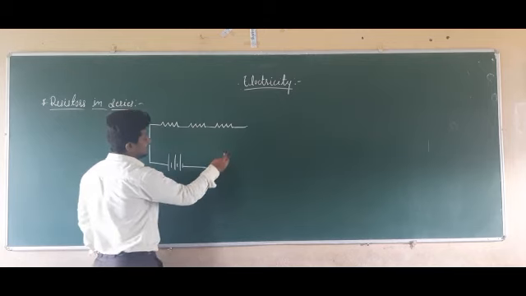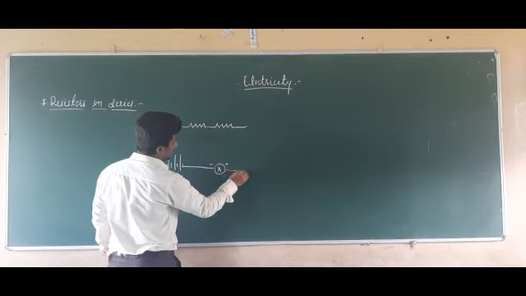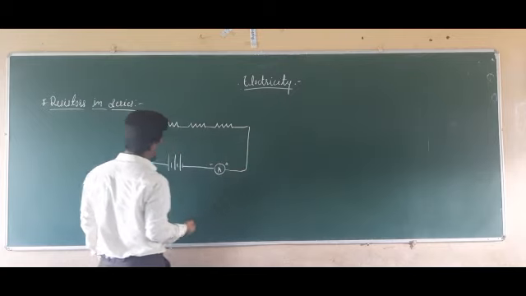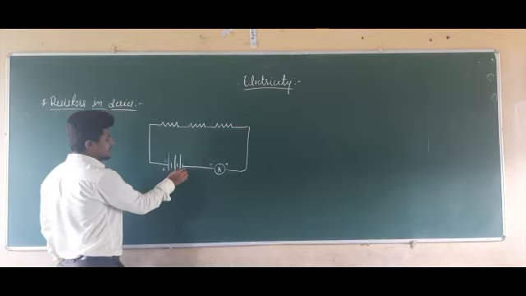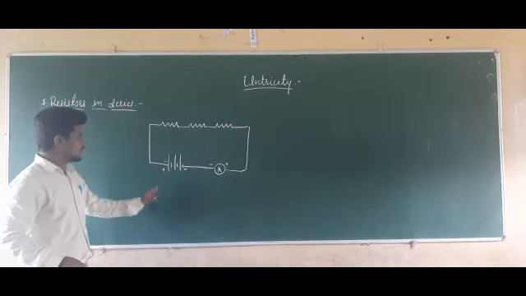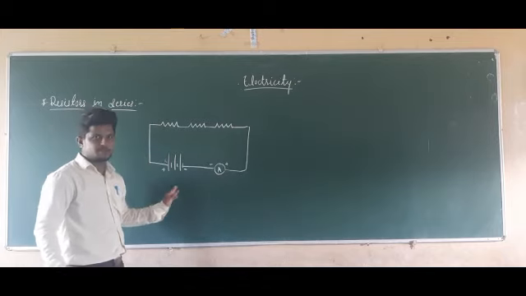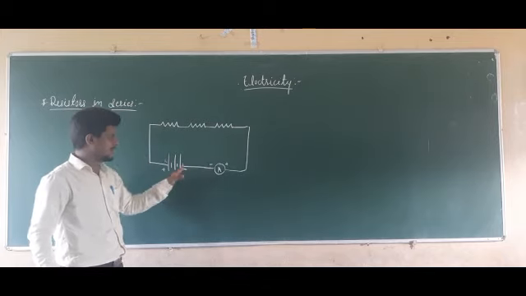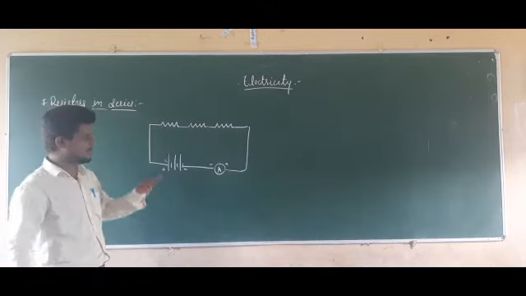The source is connected again to an ammeter. So this will be the minus and this will be the plus, like this. Why is it plus? Since this terminal is the positive terminal and this terminal is the negative terminal. The wire connected to this side is connected to the positive terminal, whereas this wire is connected to the negative terminal. And this is the ammeter to check the reading of the current.